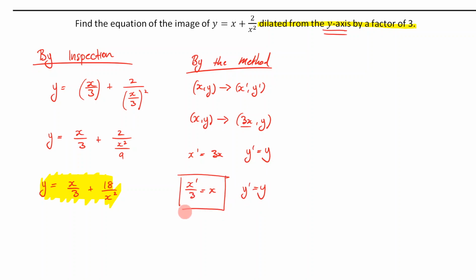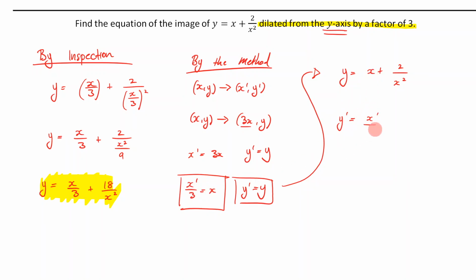Once I've got these all-important things, I'm going to sub those into my original. Remember, I'm starting with y is equal to (x + 2)/x². So into my y spot, I'm going to put y', because that's what it equals. Let me give myself a bit more room here. And into the x spot, I'm putting x'/3. Do you see how this is demonstrating to you why the by inspection works? It's demonstrating why it works. And then we're going to keep on going here.